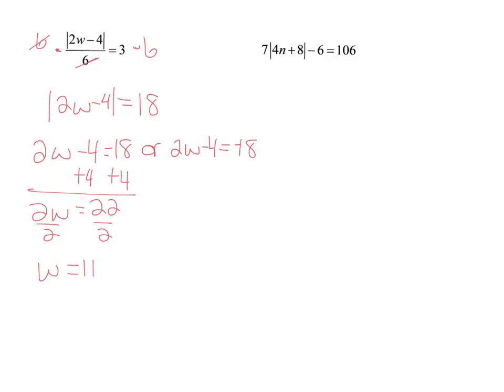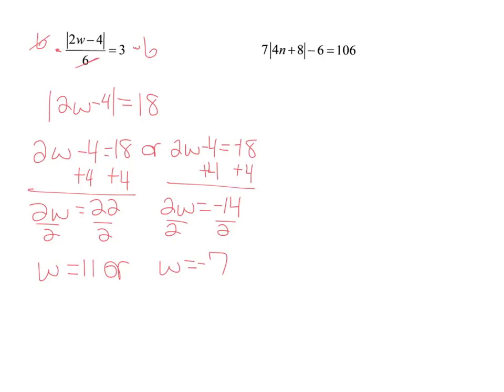On the second one, 2w minus 4 equals -18. I'm going to add 4 to both sides. I get 2w equals -14. Going to divide both sides by 2, and w equals -7. So my two solutions, which you often get with an absolute value equation, is w equals 11 or w equals -7.